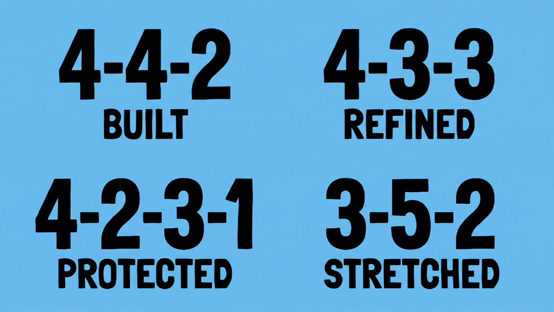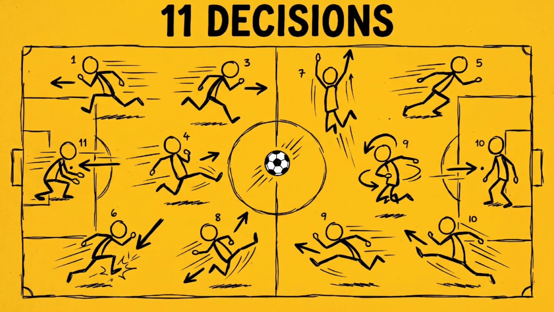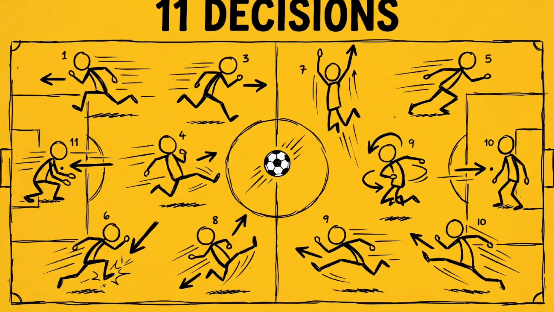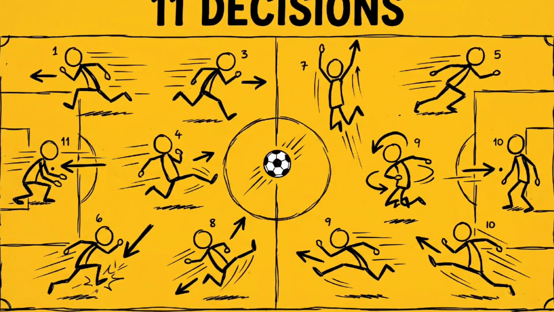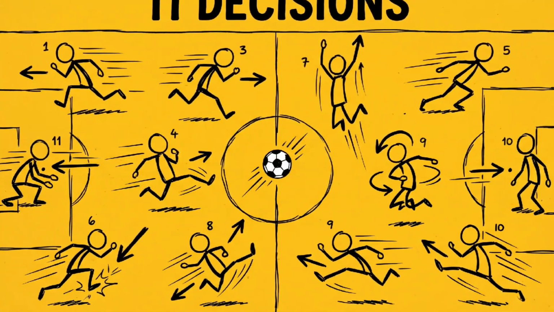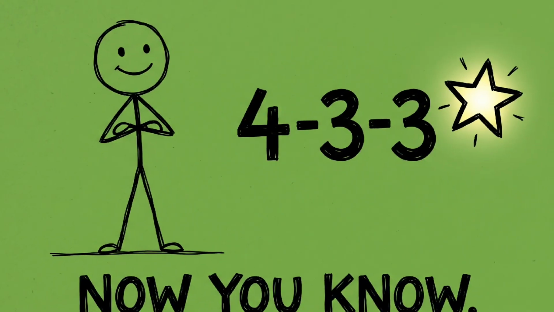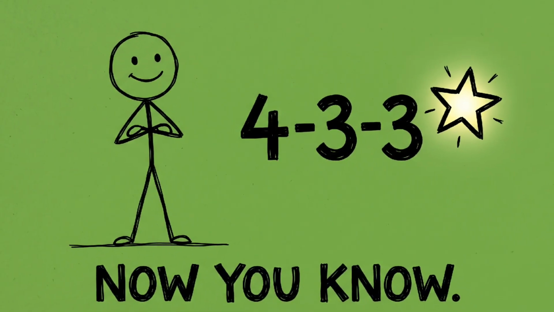That's not a flaw in the system. That's the whole point. Football isn't played on a graphic. It's played on a pitch by 11 people making decisions faster than any number can describe. You've always seen those numbers. Now you know what they were trying to say.